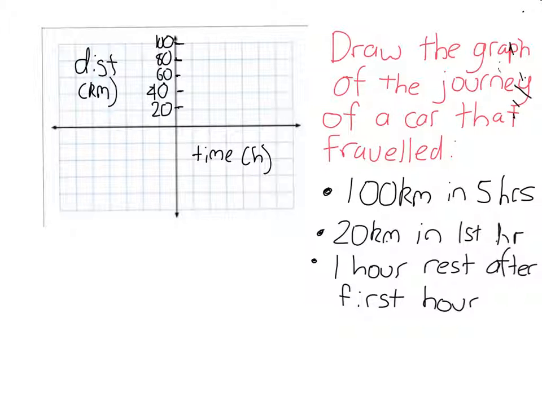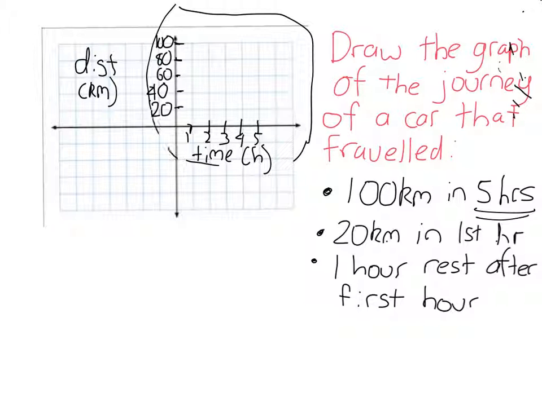Now I have to do the same for the x-axis, which is time. 5 hours is the limit there. So I'm going to make each of these divisions, 1, 2, 3, 4, 5, 1 hour. Nice and easy. Now what you might notice is I'm only using this positive quadrant over here. Only the positive x and y values, because I'm not going to have a negative distance or a negative time. So I'm only concentrating on this area here.